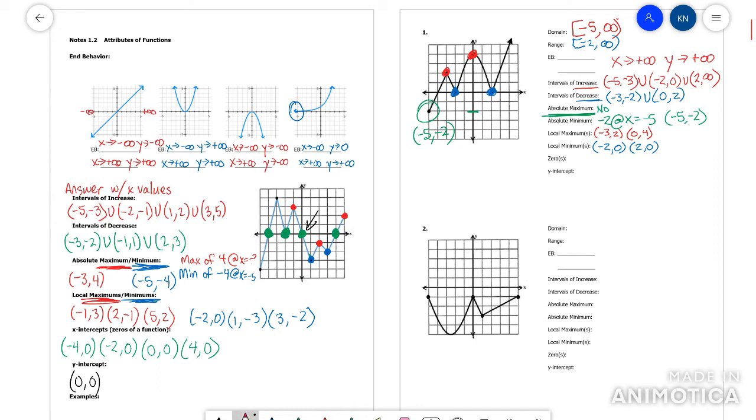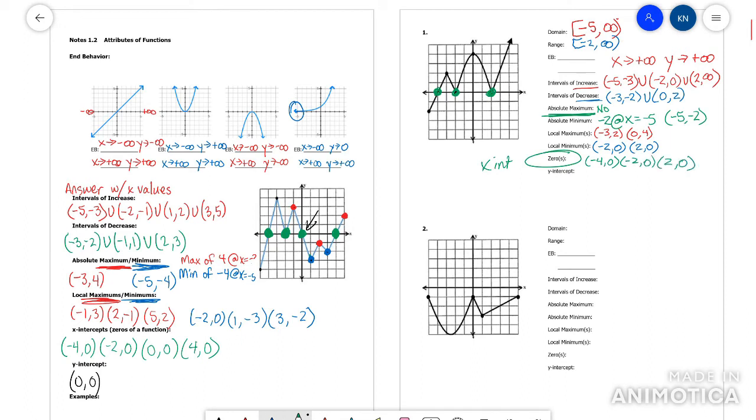All right, now if you see the word zeros, all it's referring to is x-intercepts. Let me clear this real quick. You see this word zeros, you're referring to x-intercepts. So that's these green dots right here, where it hits the x-axis. There are 3 of them in this scenario: (-4, 0), (-2, 0), and (2, 0).